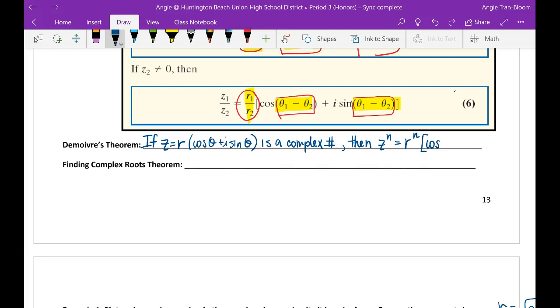Then we have cosine. What do you do with the power? Well, no surprise here either. You multiply n by the angle, okay? And that's it. So sine of n times theta here. Now, what is n? Okay, n is an exponent.